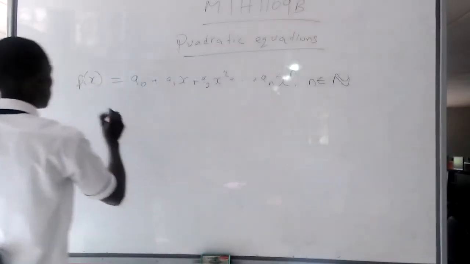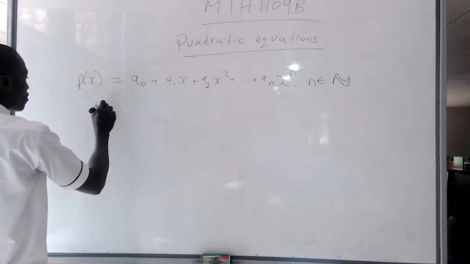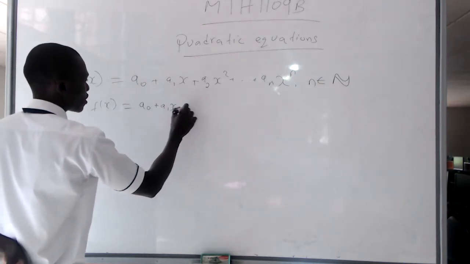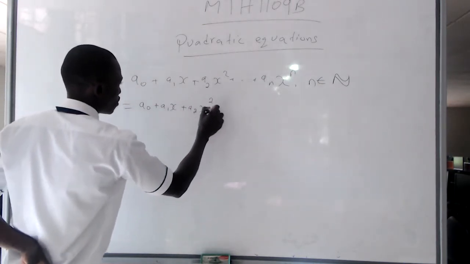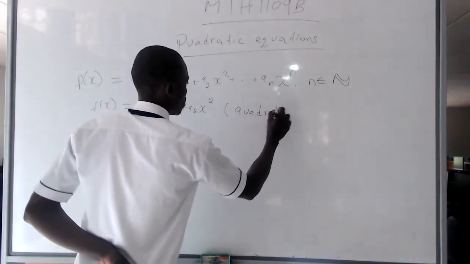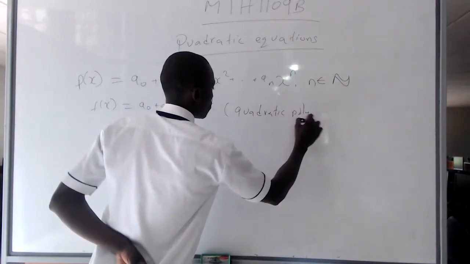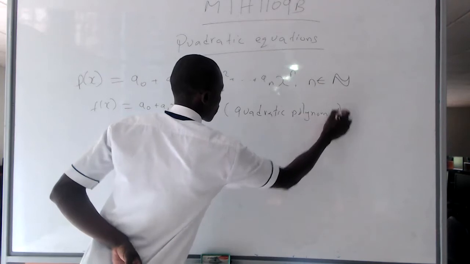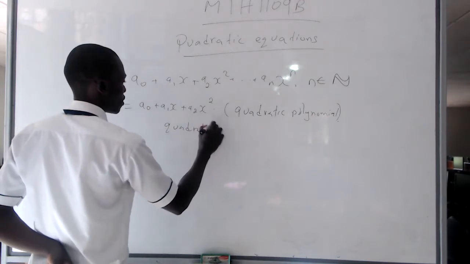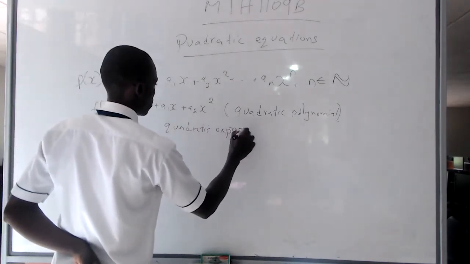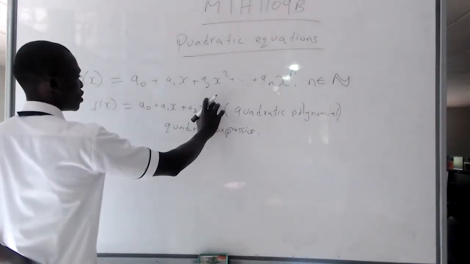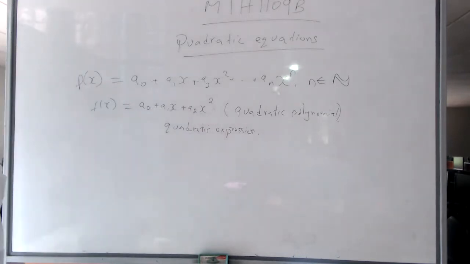So when the order is 2, when you have an expression like f of X, let's say A0 plus A1X plus A2X squared, this is a quadratic polynomial. Some people refer to this as a quadratic expression. Now, when you introduce an equality from this expression, you get a quadratic equation.